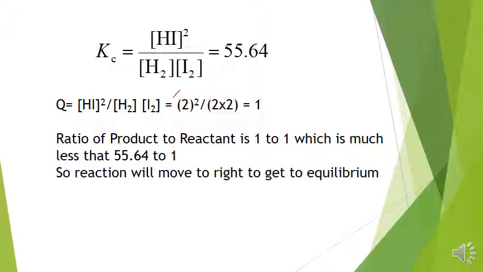So the initial concentrations: you have 2 molar of each, and you're using this equation, so it's going to be 2 squared divided by 2 times 2, and Q equals 1. So you can see that the ratio of the products to reactants, 1 to 1, is a lot less than 55.64 to 1. So there's not enough product here, so it needs to make more product. So the reaction is going to move to the right. So what you're going to see is a decrease in the 2 reactants and an increase in the product.